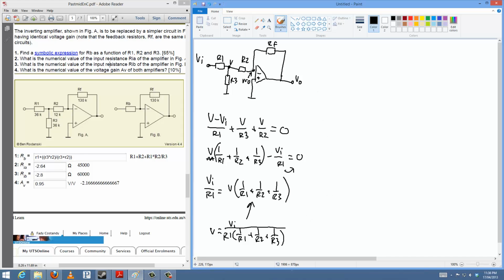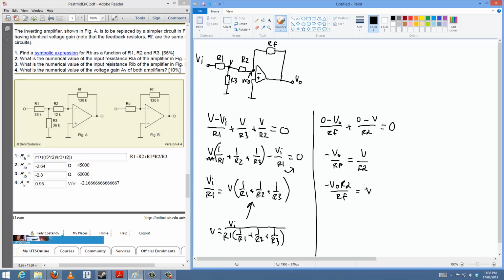Now what we need to do from this point here to get our VO somewhere in the equation, we have 0 minus VO on RF plus 0 minus V on R2 equals 0. You have minus VO on RF equals V on R2. Multiply by R2, so VO R2 on RF equals V.